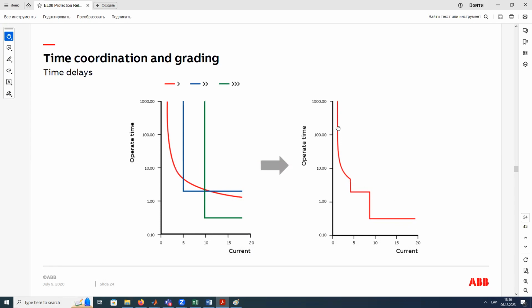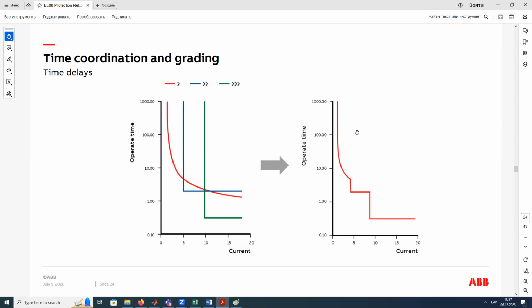So here we have a current, and for example, this point is 3 times more than the nominal current. If we have a nominal current of 10 amps, it means that if we have a current of 30 amps, we have 3 seconds, and in 3 seconds it will be disconnected. But if we have a very high current, we don't need to wait and we can disconnect without any delay.